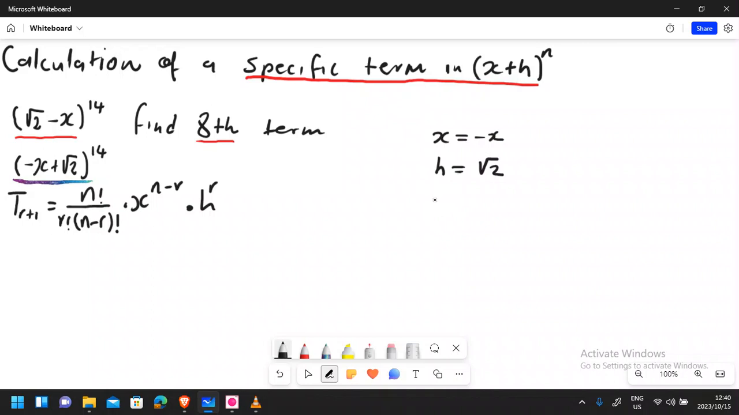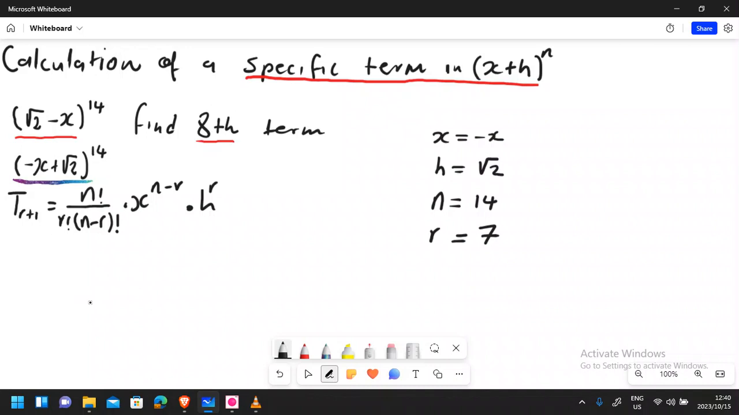n is our exponent. Our exponent here is 14, so n is 14. And then r, if you still remember from our previous videos, r is the term previous to the one that we are looking for. They ask us to find the eighth term, so r is the previous number when we look at 8. What is the previous number? This is going to be 7. So 7 is the previous number compared to 8. That's r.